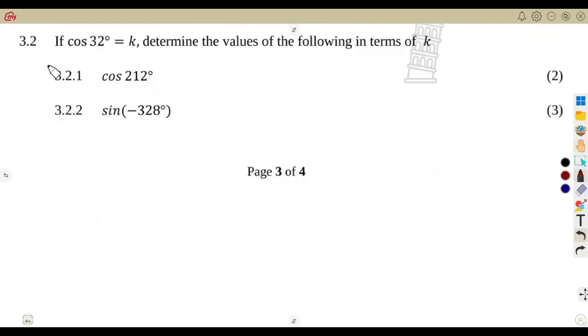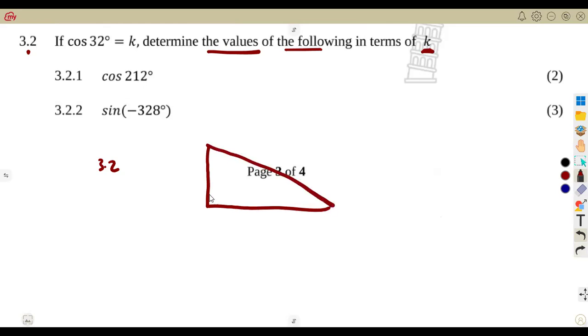All right. Anyways, 3.2. Let us see 3.2. We are given if cos 32 is equal to k, determine the values of the following in terms of k. Our answer must carry k. For cos 32, we just need a diagram which shows us the right angle triangle, because as we do understand, it's a ratio, and a ratio is being taken from a right angled triangle. So let's say this is the angle of 32 degrees.